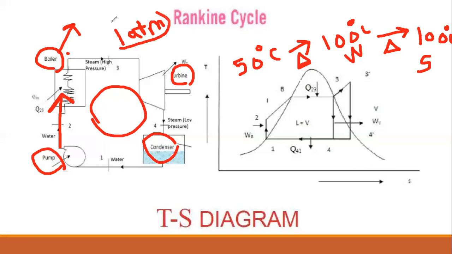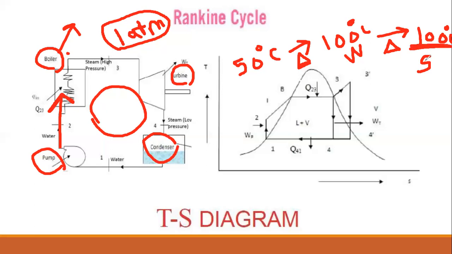If we increase or decrease this pressure, the 100 degrees Celsius value will also change. We will see in the next class how pressure affects the boiling point temperature. There is a particular steam table, so we'll discuss it next. For just an example, we are taking 100 degrees Celsius.